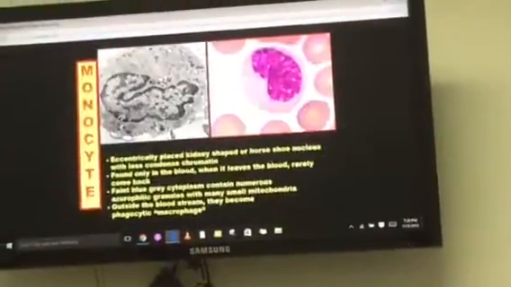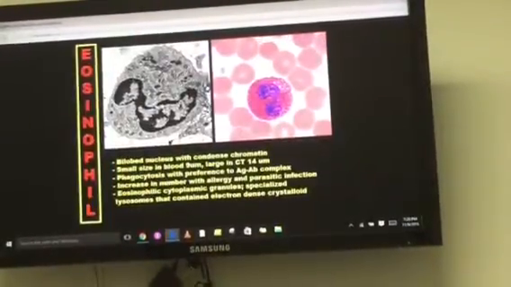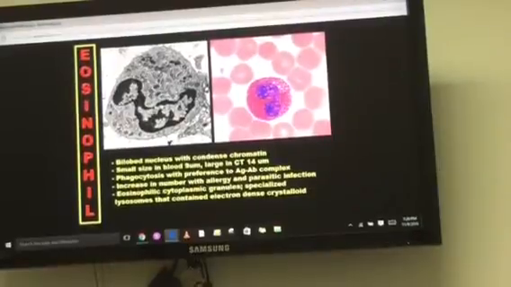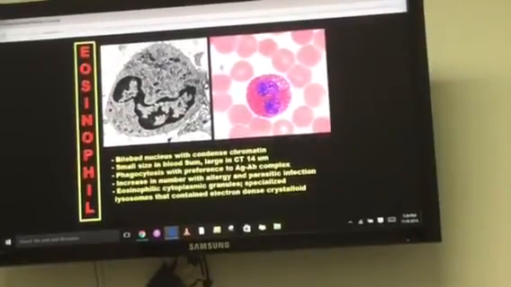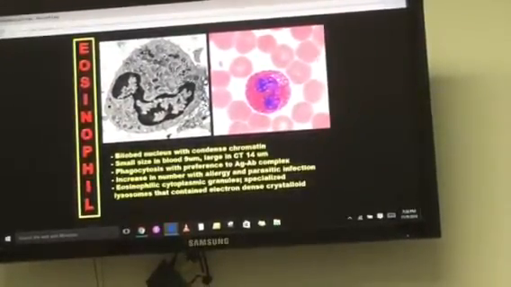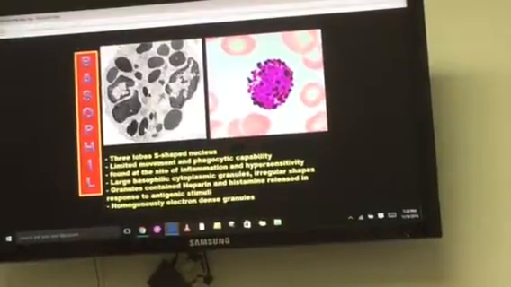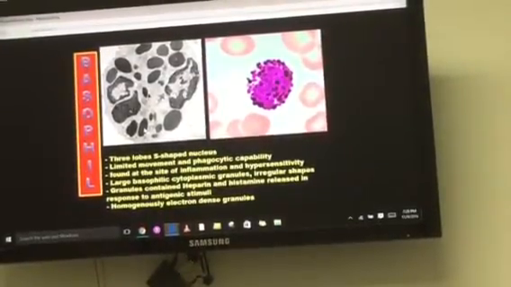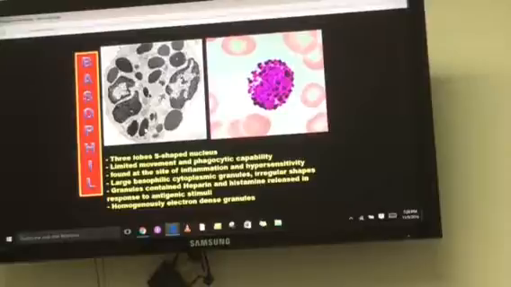So kidney shaped is monocytes, bilobed is eosinophils, and basophils is all over lobed. S-shaped, I guess. I don't know. Nucleus, I don't know. But it's all over.